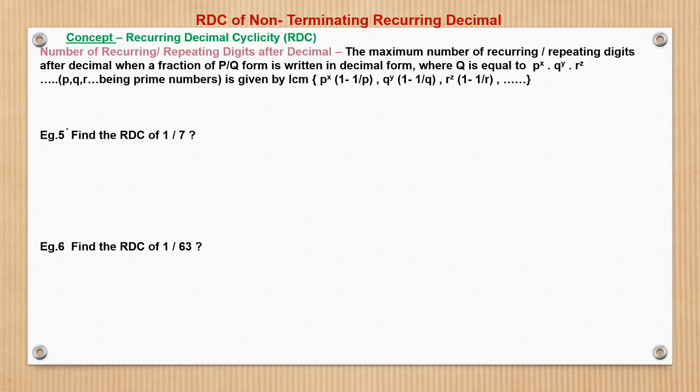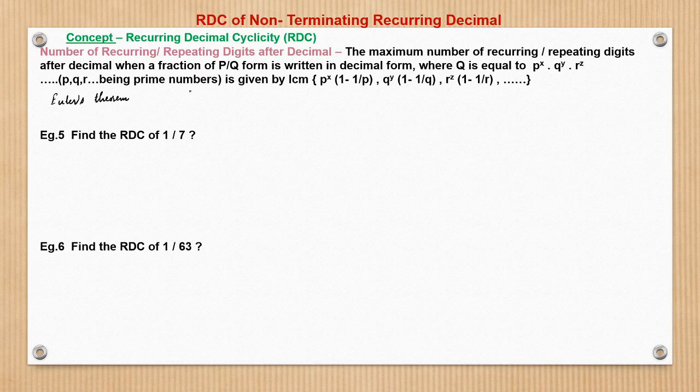Actually, this is based upon Euler's theorem, which we will use very extensively in the remainder theorem. But since it has come over here, we will discuss briefly what this says. This gives us the cyclicity of any number.